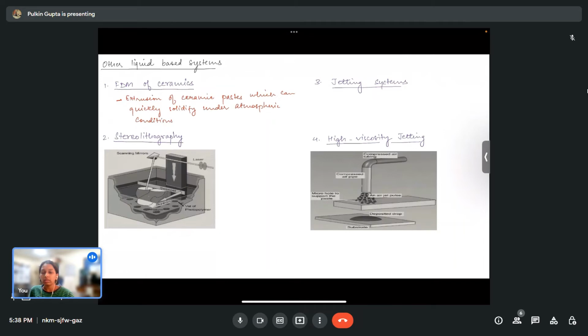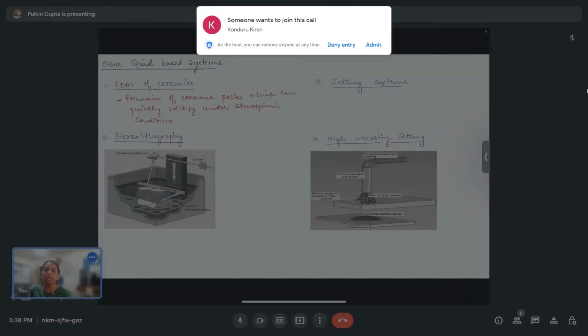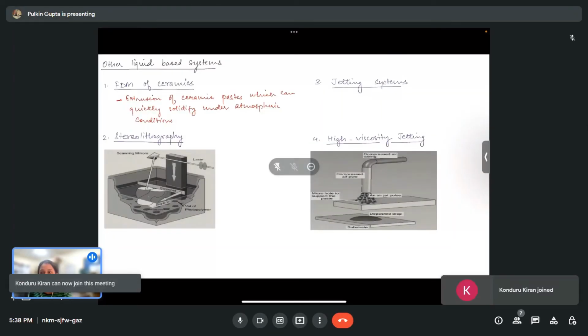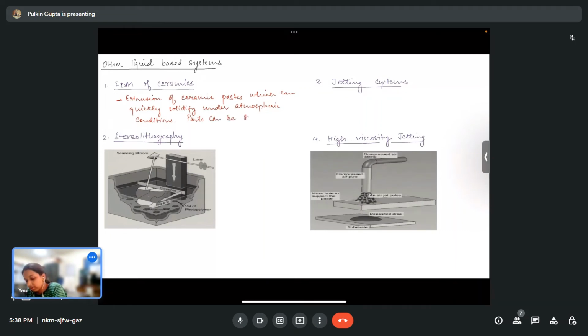The resulting parts that are made can be fired using high temperature furnaces, or the parts can be sintered at high temperatures. The resulting parts have very good geometric properties and other properties as well. So this was FDM for ceramics.